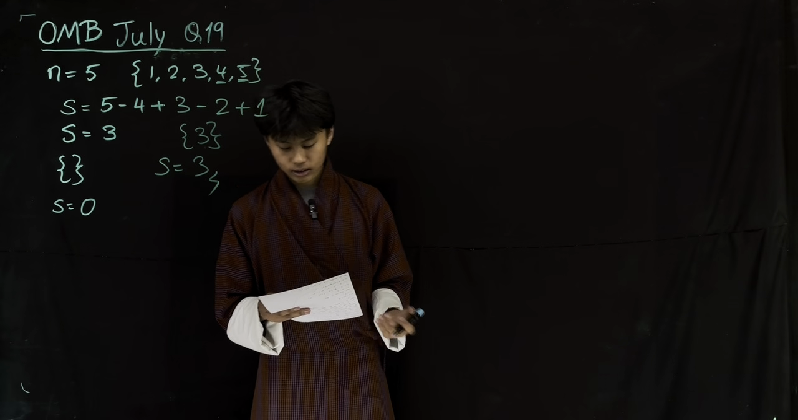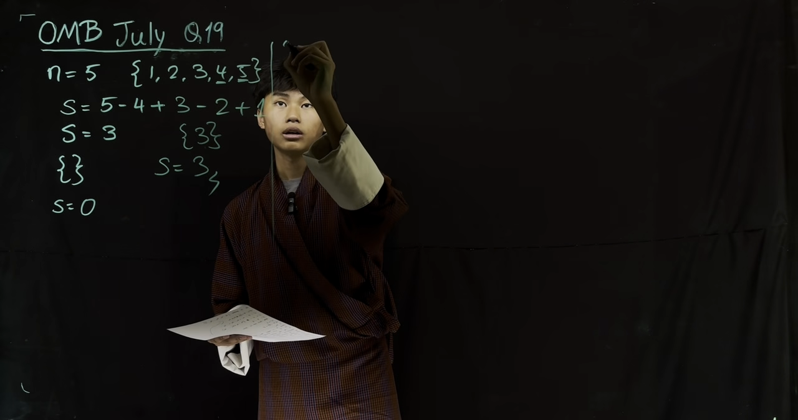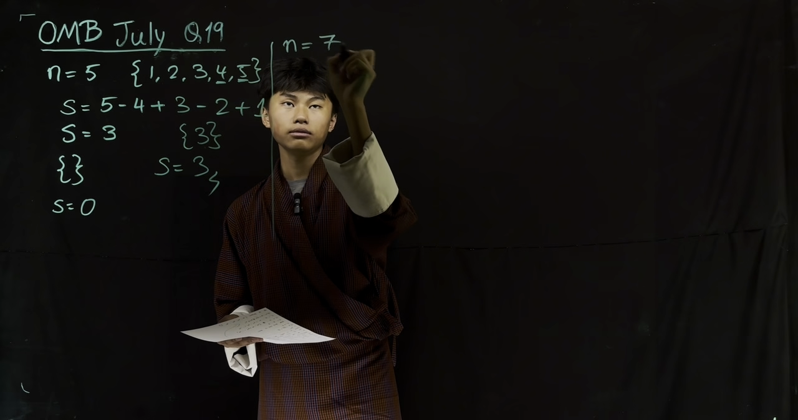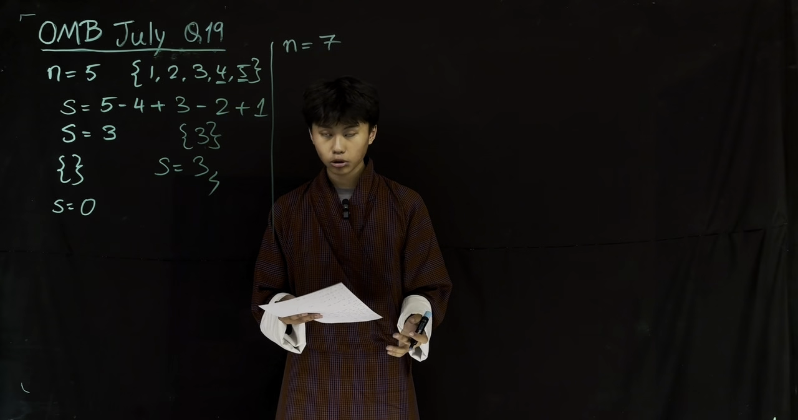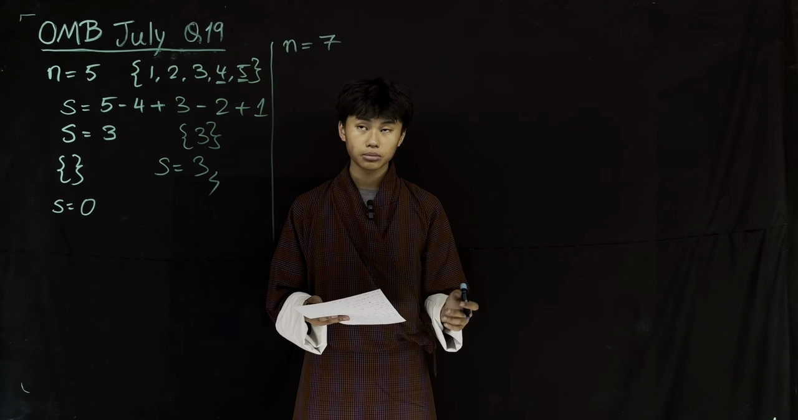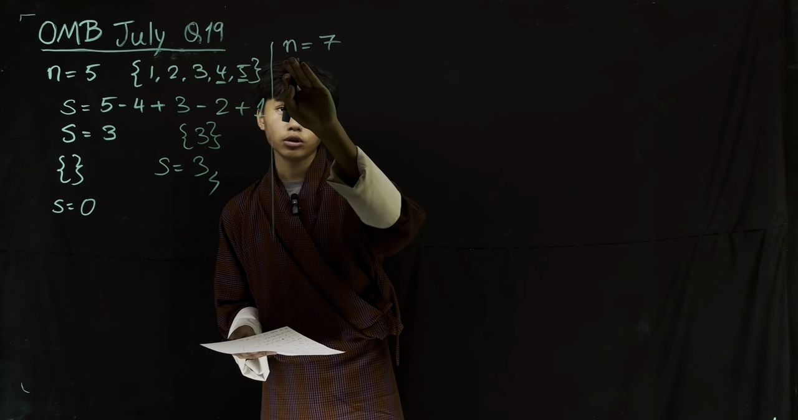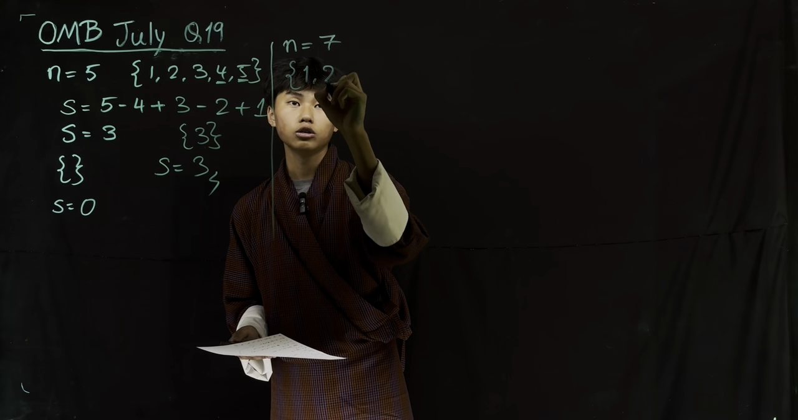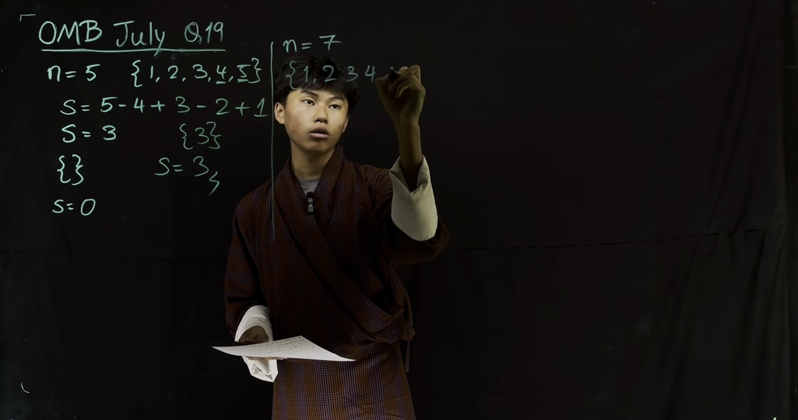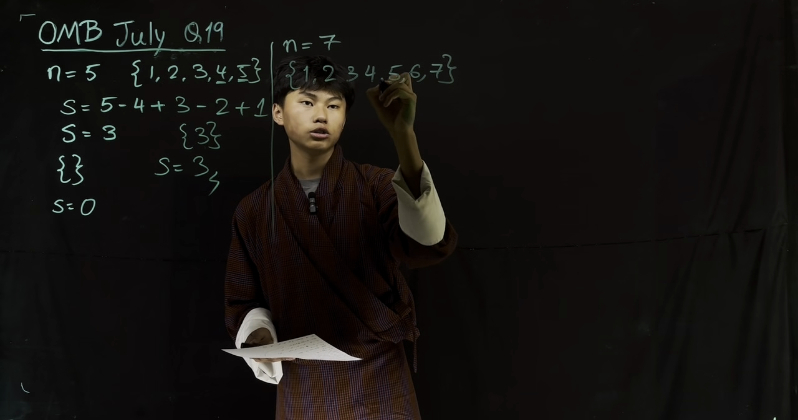The question is asking us, if the value of n is equal to 7, what is the total sum of the alternating sums of all possible non-empty subsets? When the value of n is equal to 7, you get a set containing numbers 1, 2, 3, 4, 5, 6, 7. So this will be your set.